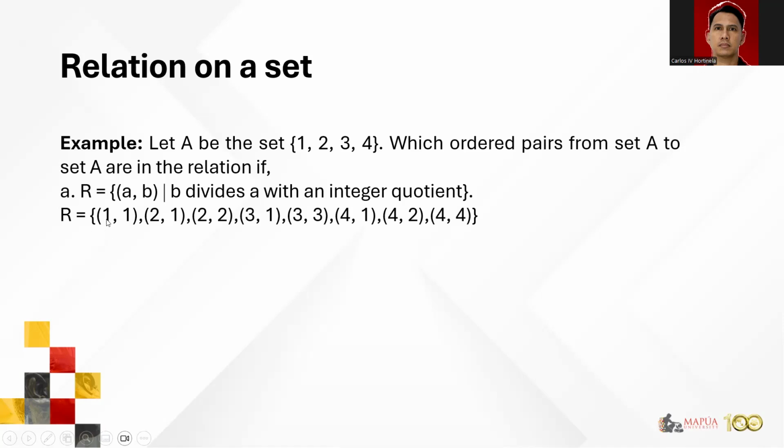We can have 1, comma 1. 1 divided by 1 is an integer. What else? We could have the ordered pair 2, comma 1, or 2 divided by 1, obviously, is an integer quotient. You could have the ordered pair 2, comma 2, 3, comma 1, 3, comma 3, 4, comma 1, 4, comma 2, and 4, comma 4.